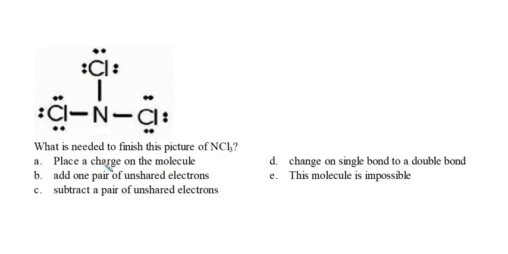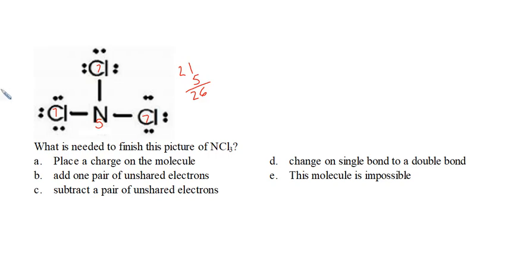What is needed to finish this picture of NCl3? Well, first of all, let's check the number of electrons. 5, 7, 7, and 7. So 7 times 3 is 21, and 5 is 26. So I have 2, 4, 6, 8, 10, 12, 14, 16, 18, 22, 24, 26.